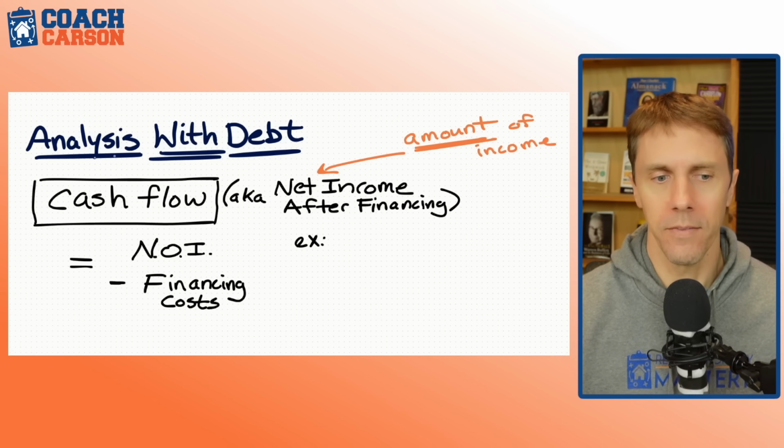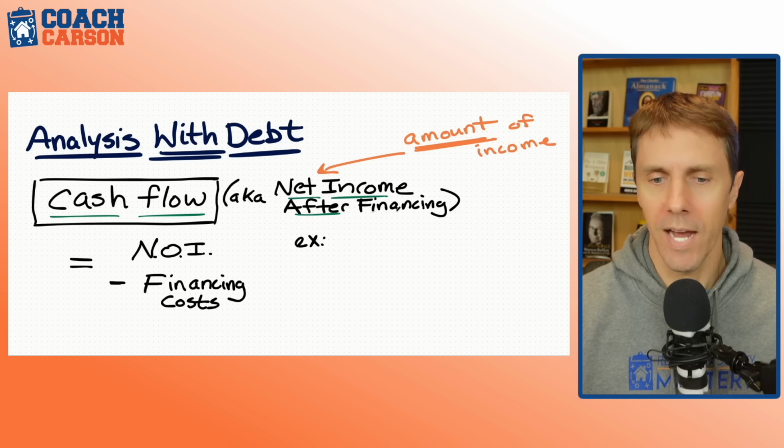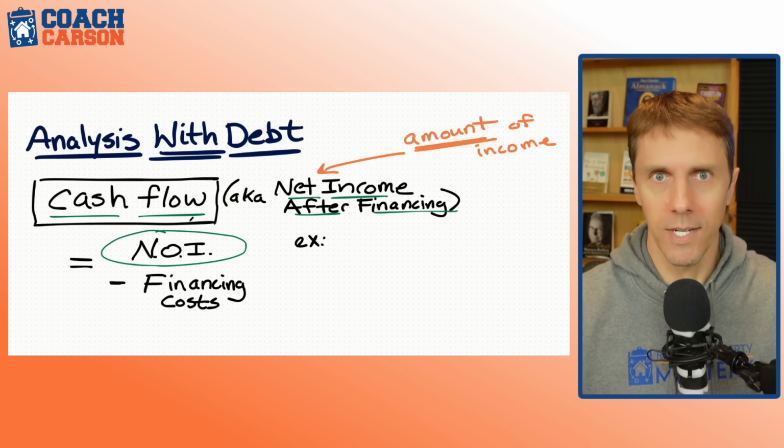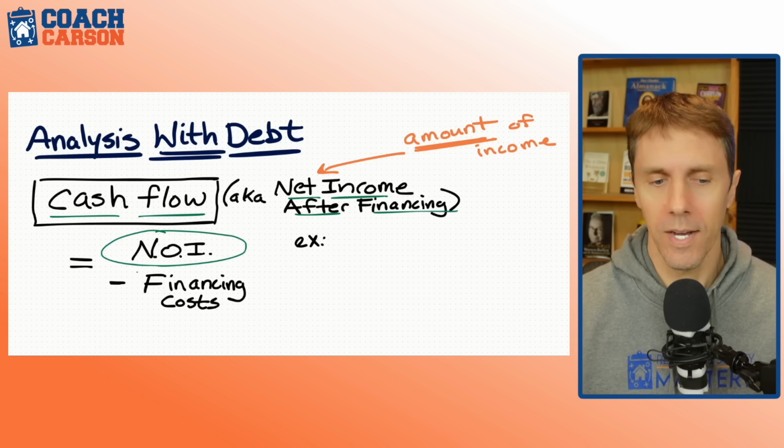So this first formula that I want to go over is just the cash flow of the rental property, how much cash flow you're actually going to make. Some people call this the net income after financing. And the formula is really simple. You take the net operating income that we already figured out how to cover, so that's the rent minus all of your operating expenses, and then you finally subtract your financing cost.